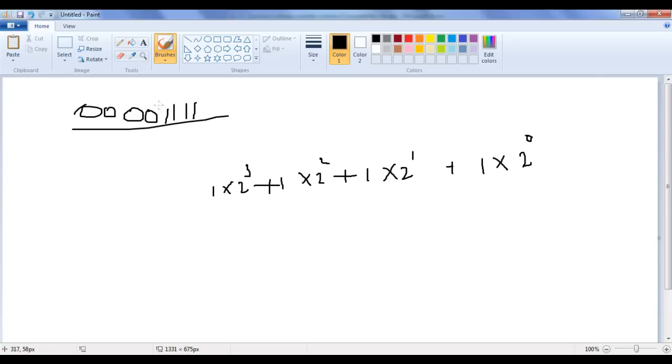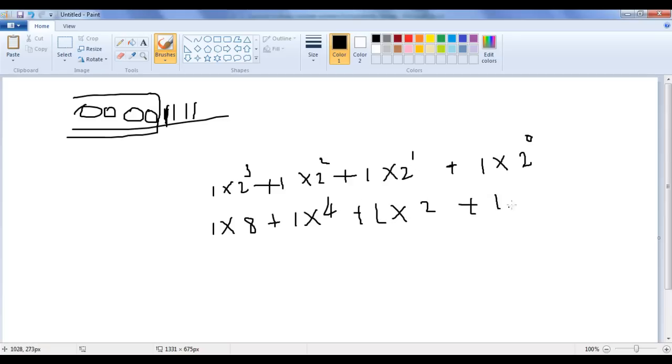We can discard zeros present before the leftmost one, guys. You can just write down like this. Next, what we do? We are going to evaluate this expression. 1 multiplied by 2 to the power of 3 is 8 plus 1 multiplied by 2 to the power of 2 is 4 plus 1 multiplied by 2 to the power 1 is 2 plus 1 multiplied by 2 to the power 0 is 1.